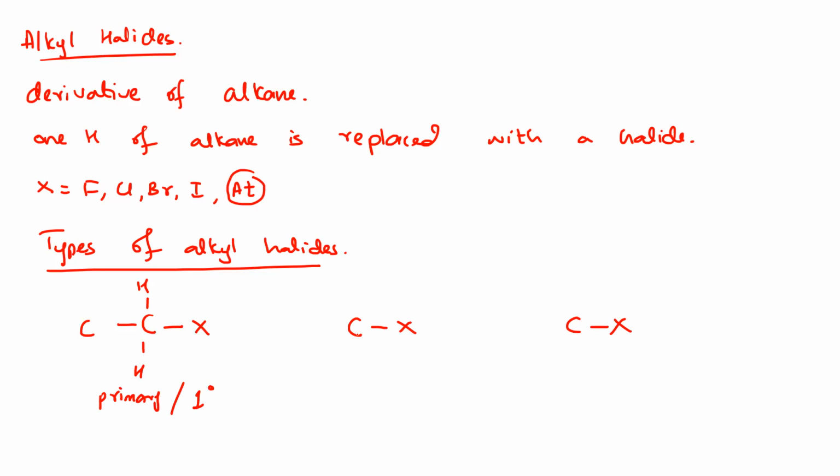If we have a carbon and the halogen is attached to such a carbon that is further connected to two different carbons and one hydrogen, it becomes a secondary alkyl halide or 2 degree alkyl halide. Similarly, if the halogen is attached to such a carbon which is further attached to three different carbons, it becomes a tertiary, or 3 degree, alkyl halide. So that's the classification.